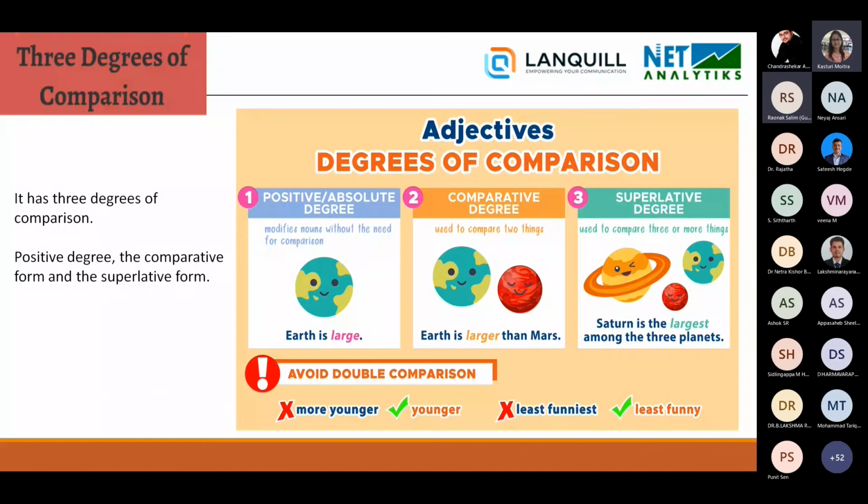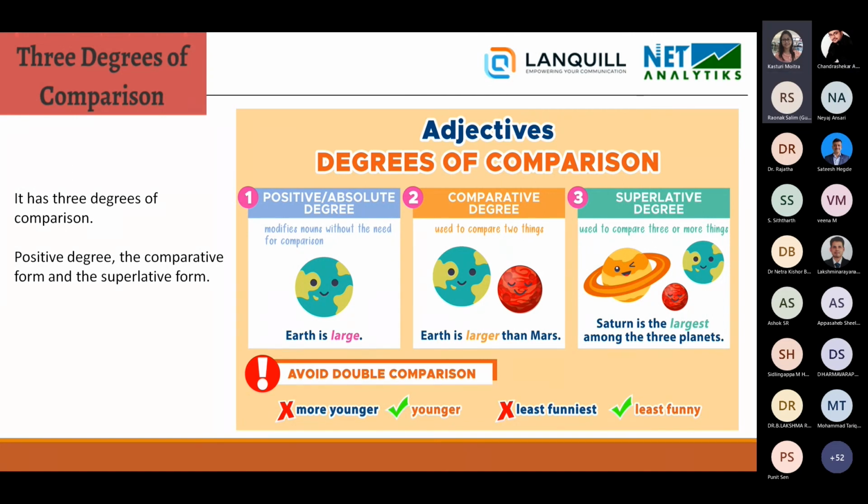One more thing I would like to mention is that it is not the rule that everywhere in the comparative form we use er, and in the superlative form we use est. What matters is the adjective that has been used. The word large is monosyllabic. Mono means one, we have just one syllable over here. So that is the reason we have used er and est.